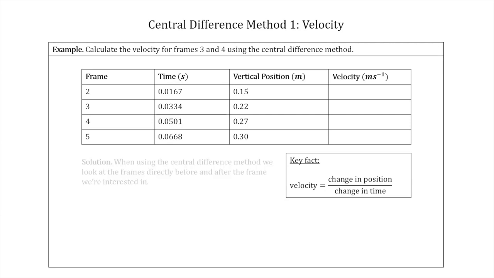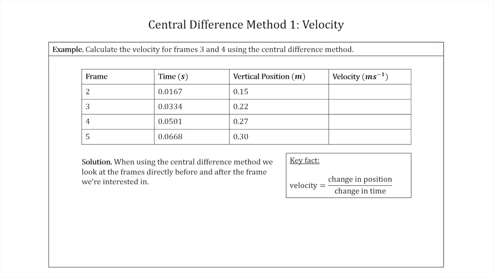But when using the central difference method specifically, we use the information in the frame before the frame we're concerned about and the frame after. So if you look at our table, for frame 3, we look at the time at frame 2 and the time at frame 4 and calculate the difference, and then we look at the position in frame 2 and the position in frame 4 and calculate the difference. We then just plug into this formula.